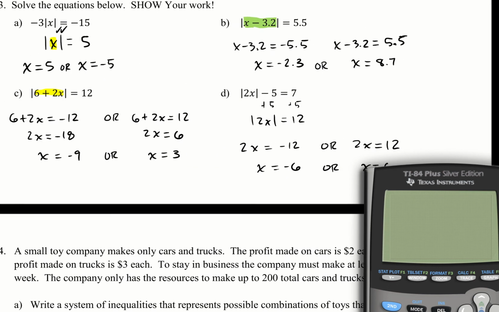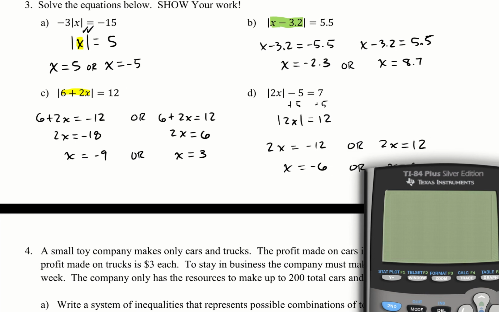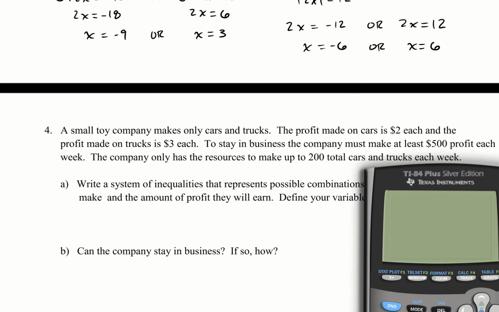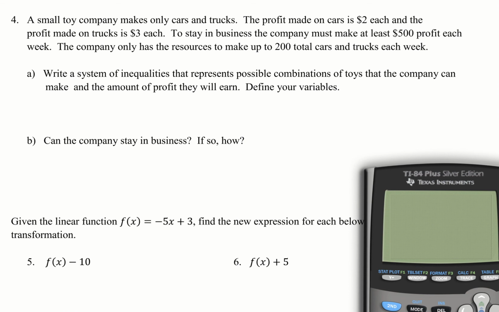We've also, of course, looked at absolute value inequalities, and that's on another portion of this. Let's move on to the back page of Part A here. It says a small toy company makes only cars and trucks. The profit made on cars is $2, and the profit made on trucks is $3 each. To stay in business, the company must make at least $500 profit each week. The company only has the resources to make up to 200 total cars and trucks each week. First of all, write a system of inequalities that represents possible combinations of toys that the company can make and the amount of profit they will earn.